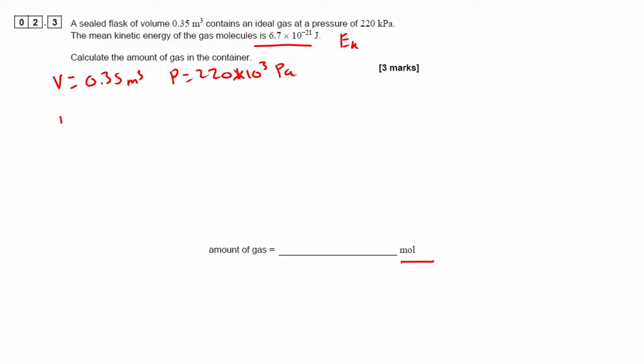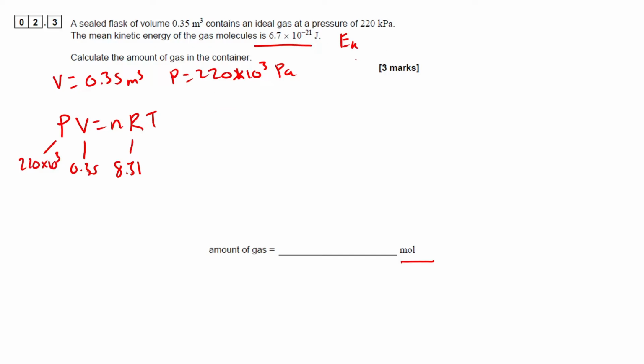So the equation we might need to use here, that involves pressure, volume, moles, will be PV equals nRT, where R is just a constant, 8.31, you could get from your data sheet. V we were given as 0.35, P is 220 times 10 to the 3. So what it looks like we're missing is temperature. So clearly the other piece of information must come from kinetic energy.